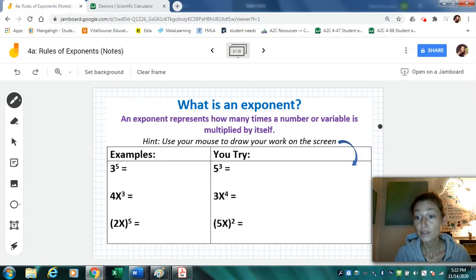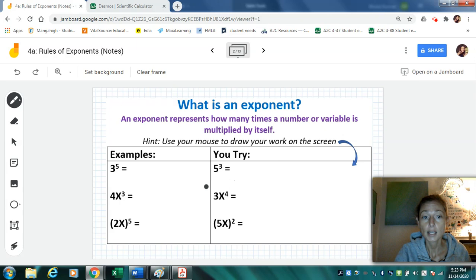Okay, so for our first set of problems here, we're looking at the meaning of an exponent. What is an exponent? What does it represent? Exponents are just shortcuts for multiplication, multiplying by itself, just like multiplication is a shortcut for addition, adding the same number over and over. And so we have these shortcuts that we use in different things to represent them.